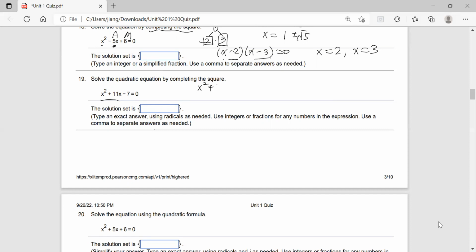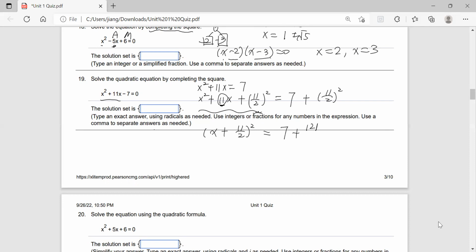x squared plus 11x equals 7. And then for x squared plus 11x, because in the lecture we talked about how to construct the last term, I must add half of the middle coefficient and then square it. This is a perfect square. And then to the 7, add the same amount, add (11/2) squared. So all of this is a perfect square. That's (x plus 11/2) squared equals 7 plus, so what is (11/2) squared?